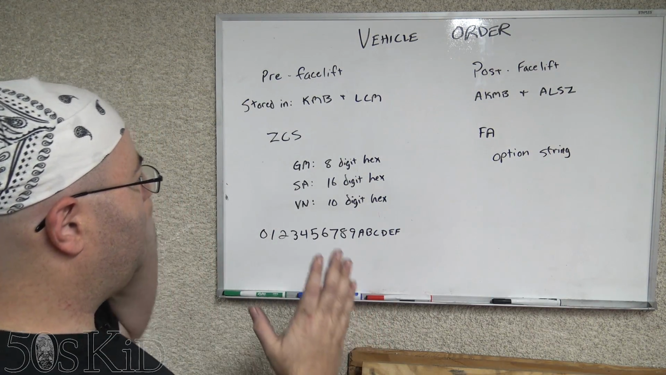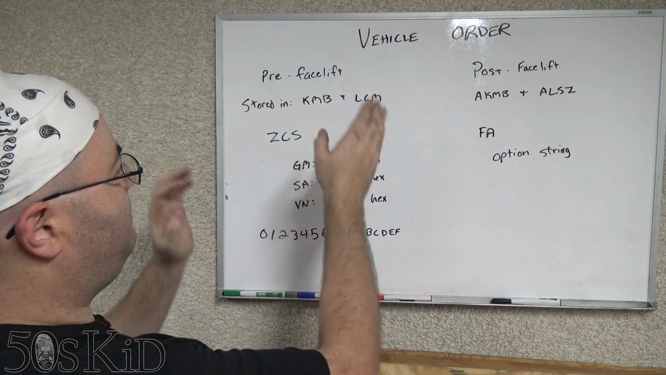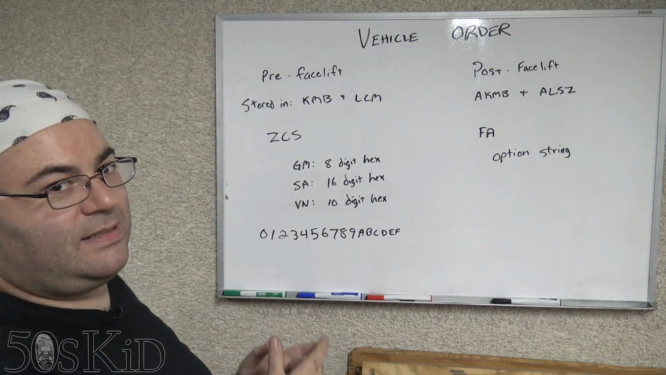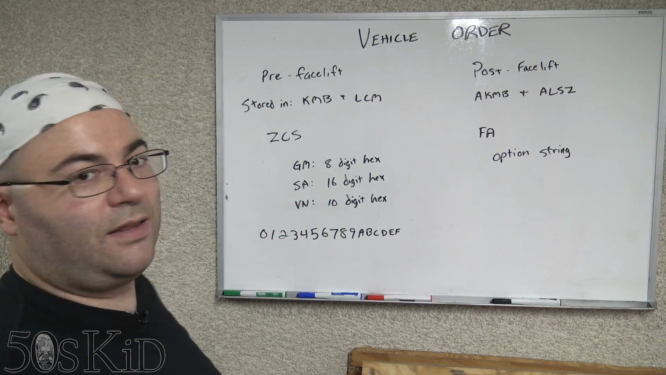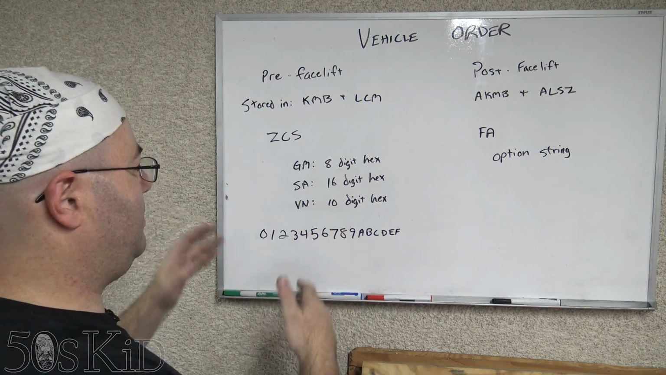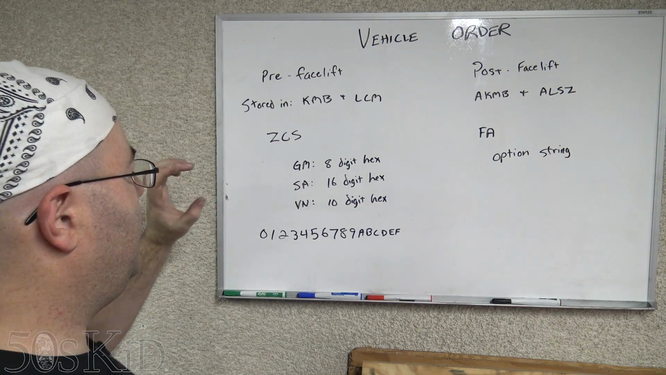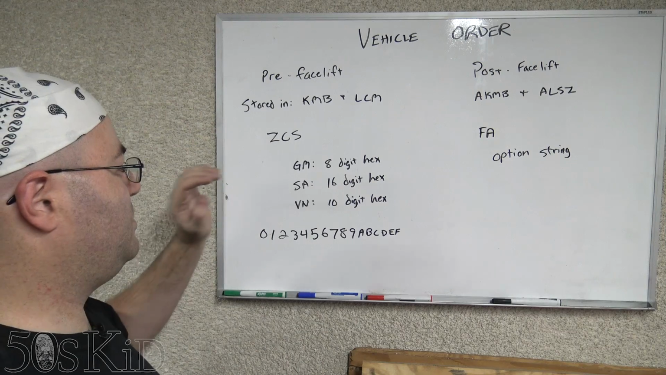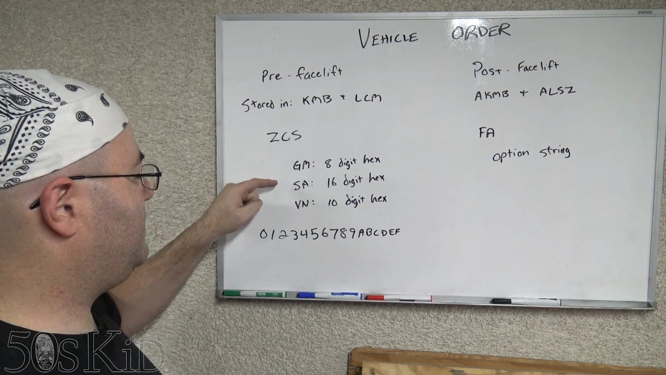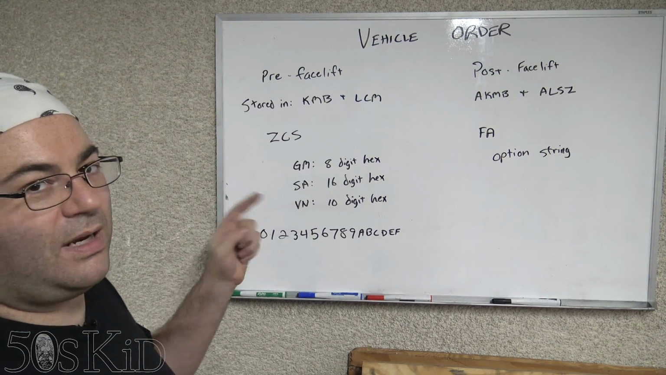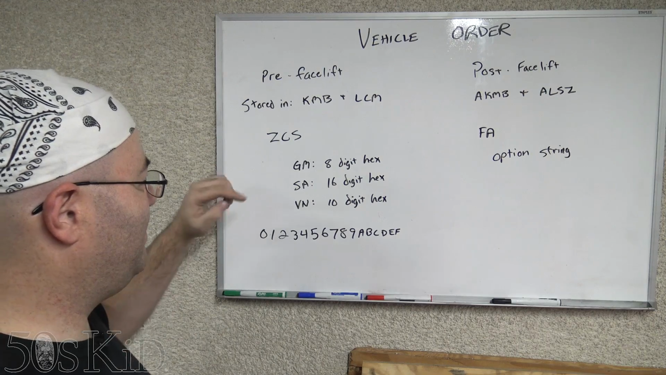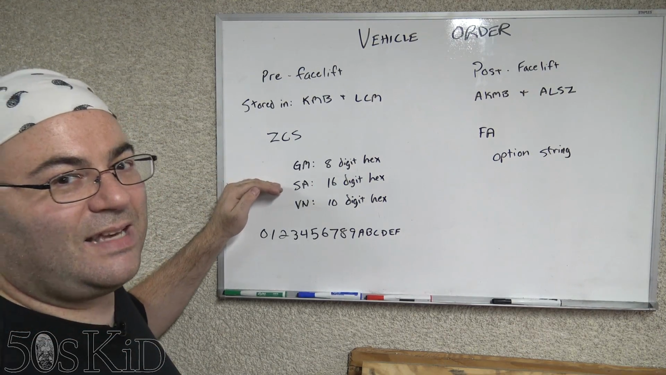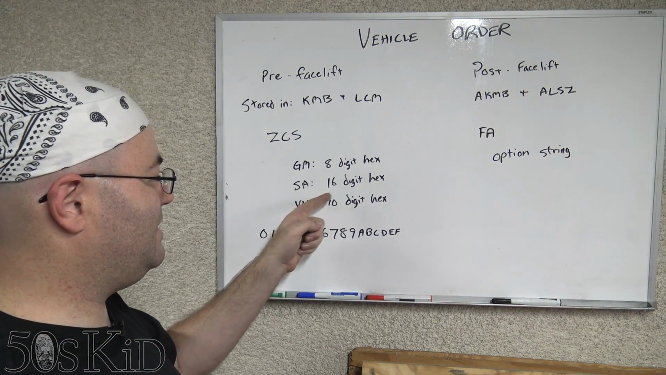On a pre-facelift car, the vehicle order is called a ZCS. I don't know why, it's another German abbreviation. You just have to get used to it. The ZCS is composed of 3 hexadecimal strings: GM, SA, and VN. I don't know what any of those stand for. All I know is that what we're interested in is the SA line.